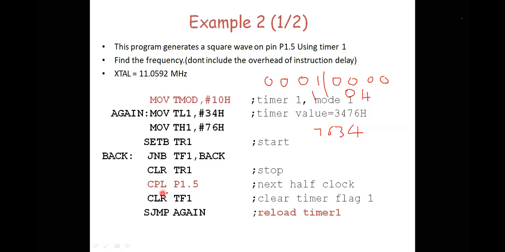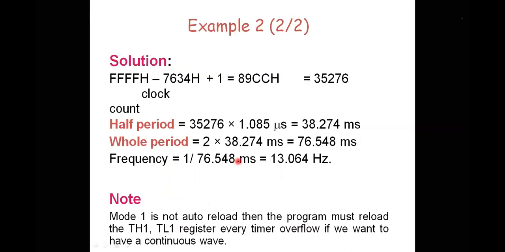Every time you have to complement the half cycle. So you have to complement port 1.5 and clear the timer overflow flag bit. You have to make the timer overflow flag bit 0. Jump again means it will be repeated, so that you can generate the square wave.